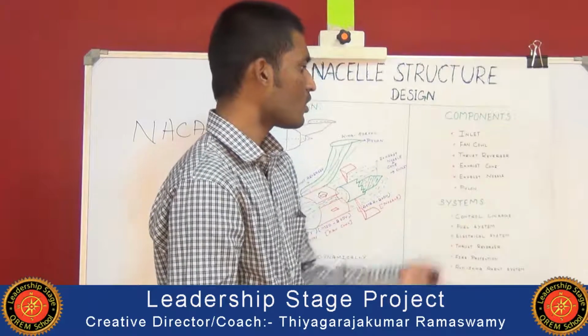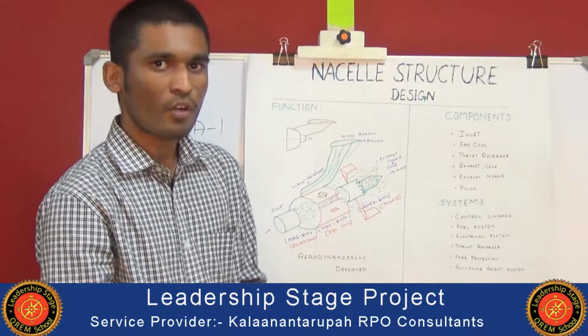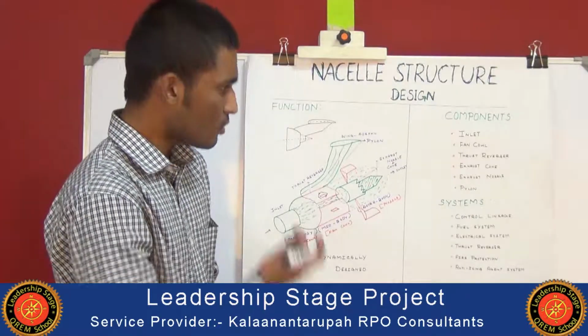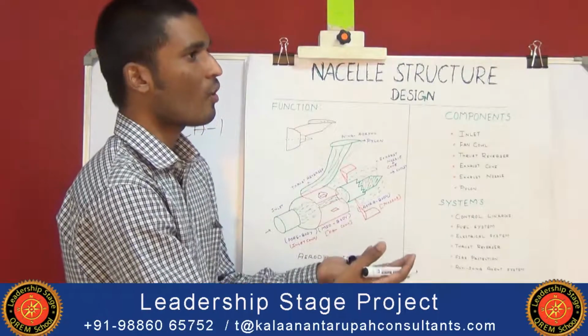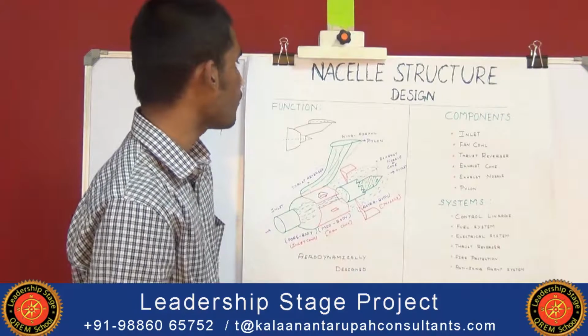And the next one is the exhaust nozzle. The exhaust nozzle is made up of an acoustical cylinder, and generally it is used to constrict the flow, as well as maximize the velocity of the engine exhaust.